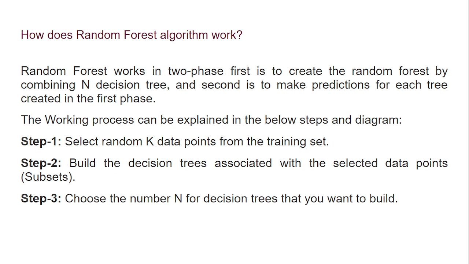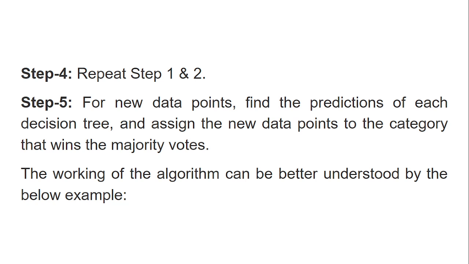Now choose the number n of decision trees that you want to build. How many do you want to build? Out of that you decide some n number that I am going to build. Then steps 1 and 2 are repeated. Now for new data points, suppose this is the test data, find the prediction of each decision tree and assign the new data points to the category that wins the majority votes.